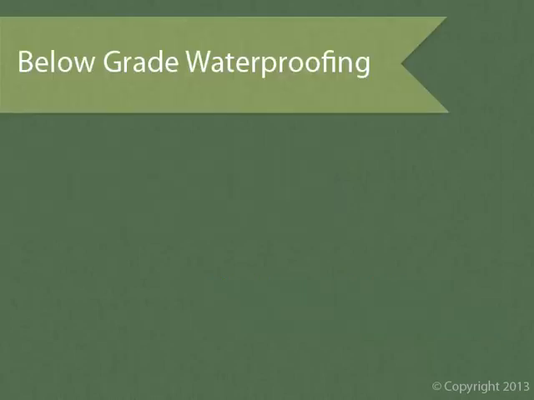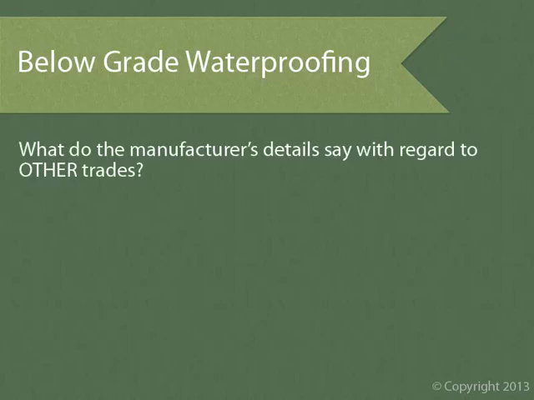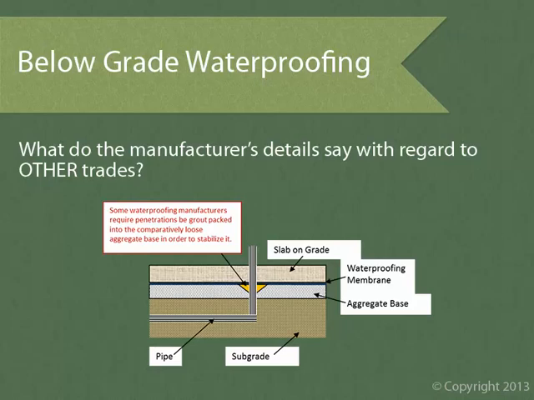Let's start our examples at the bottom with below-grade waterproofing and progressively work our way up. I have a couple good below-grade waterproofing examples of things we'll find when reviewing the manufacturer's details. Some waterproofing manufacturers require that penetrations through their membrane be grout packed into the aggregate base in order to stabilize them. This is a good practice that helps prevent the seals around these penetrations from being broken by general foot traffic, especially during hectic concrete pours, where guys are trampling and stomping all around these things.